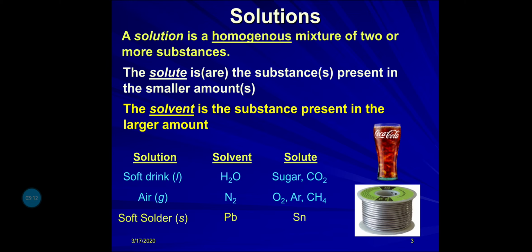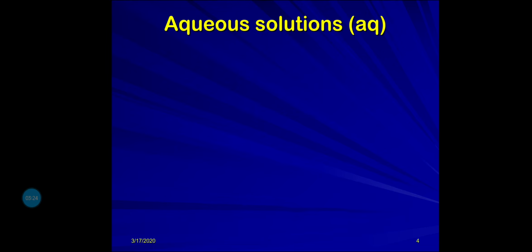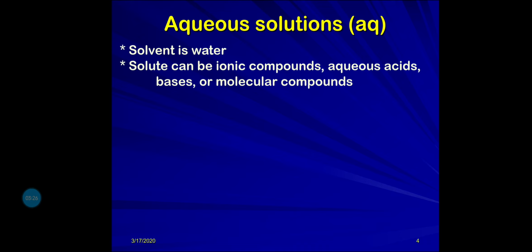A solution could be solid. A soft solder is an example of that, where solvent is lead and a smaller amount of tin is mixed as a homogeneous mixture. So, aqueous solution means the solvent must be water and the solute could be either ionic compound, aqueous acid or bases, or the molecular compounds.